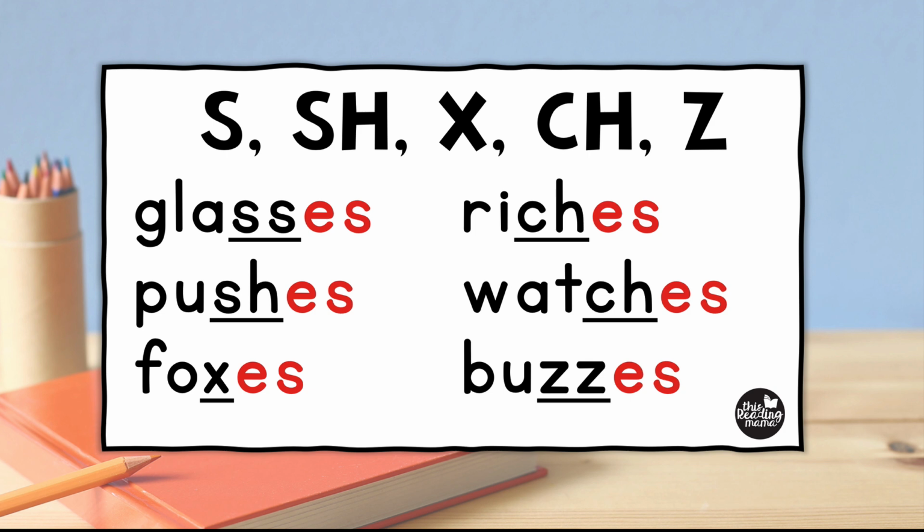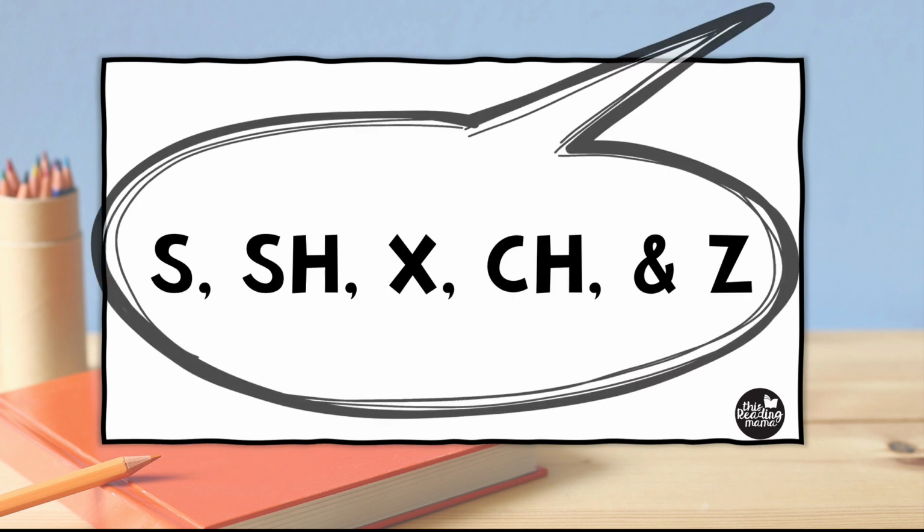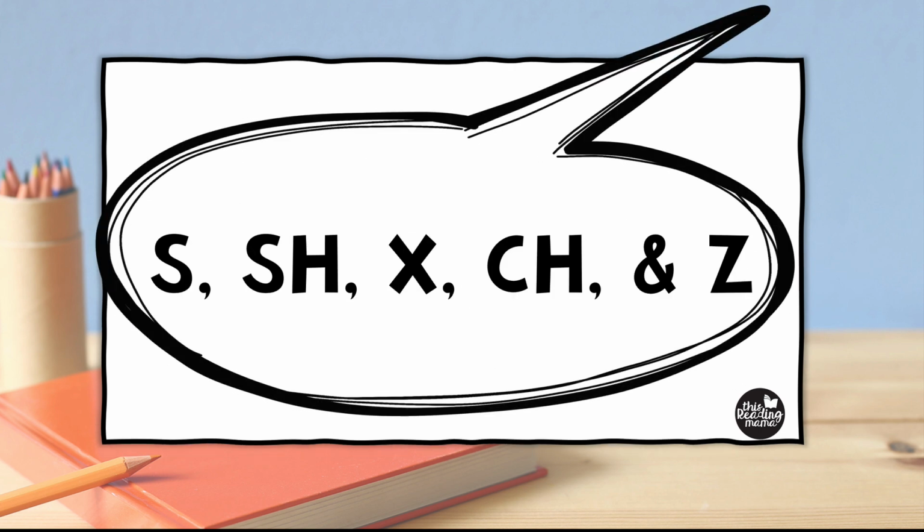One thing you can do to help your learners remember this rule is to maybe put something up on your wall that visually shows them these letters. You can also create a little rhythmic chant out of the letters. I created something, it's a little bit of a tongue twister, but you could create your own. And the one that I created says S, SH, X, CH, N, Z. So it's something like that.